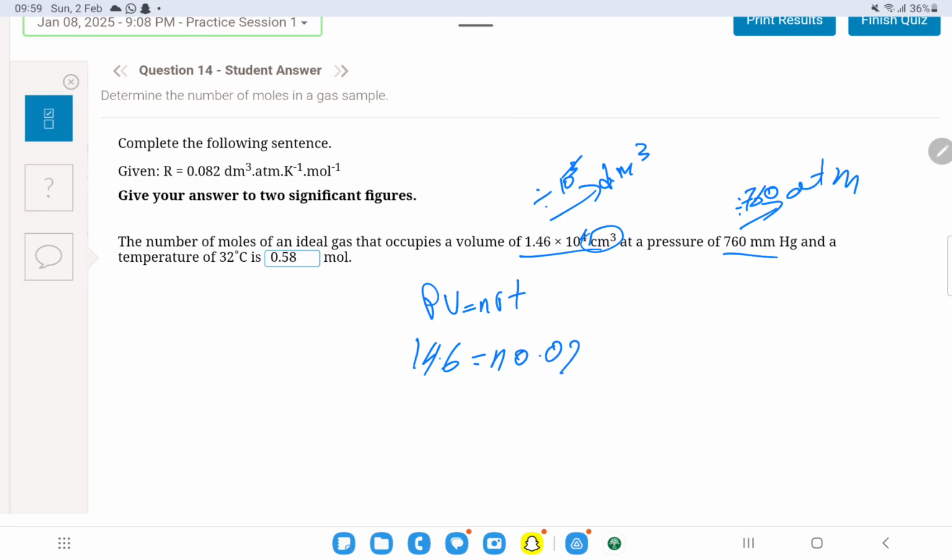R is 0.082 here, it's given, and 32 degrees Celsius, 32 plus 273 equals 305 times 0.082. You get 14.6 equals 25.01 n, and then 14.6 divided by your answer, you get n is 0.583, and they wanted two significant figures, that's 0.58.